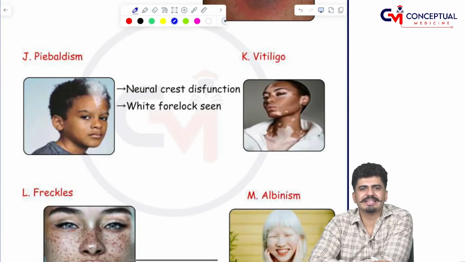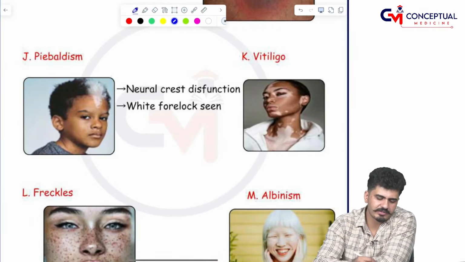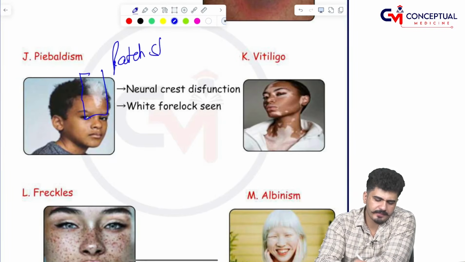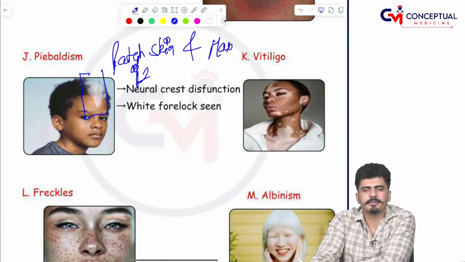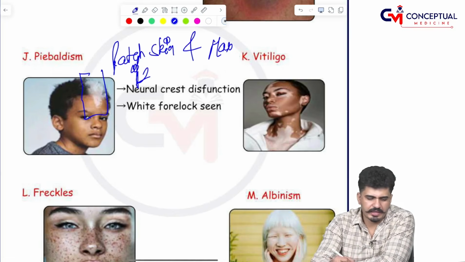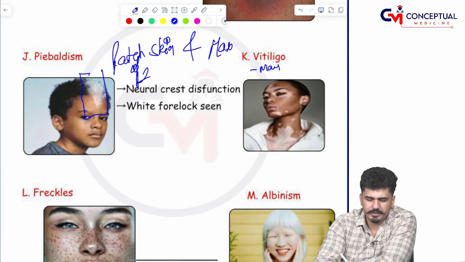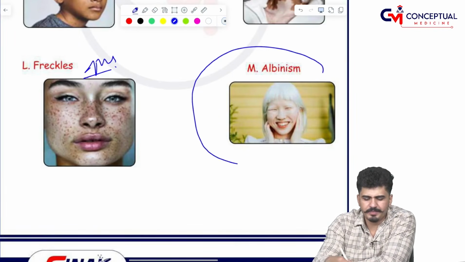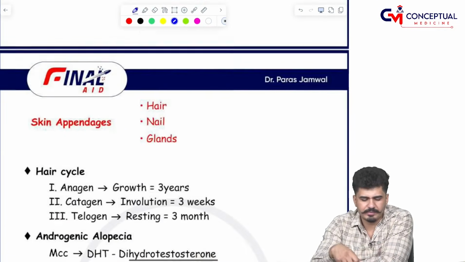Piebaldism: neural crest cells are dysfunctioning, where you will see a white forelock sign. What is the white forelock sign? A patch of skin and hair that are depigmented. Vitiligo: we have segmental vitiligo and other types of vitiligo in which there will be absence of some part of melanin. Freckles are an increase in melanin, and complete absence of melanin leads to albinism.